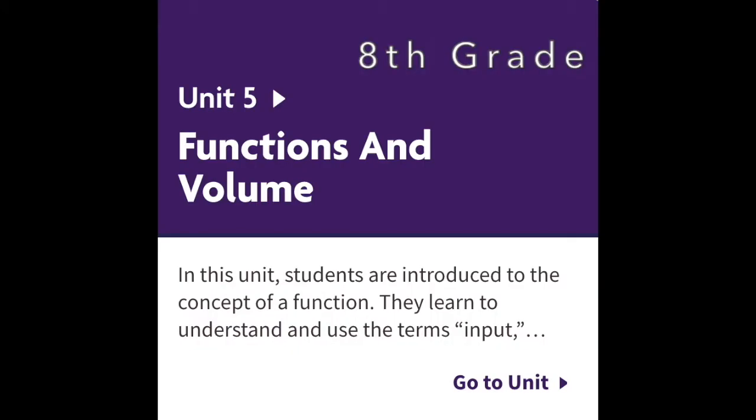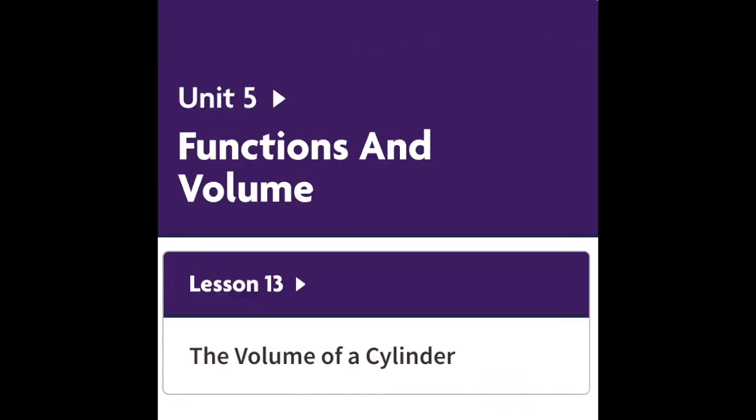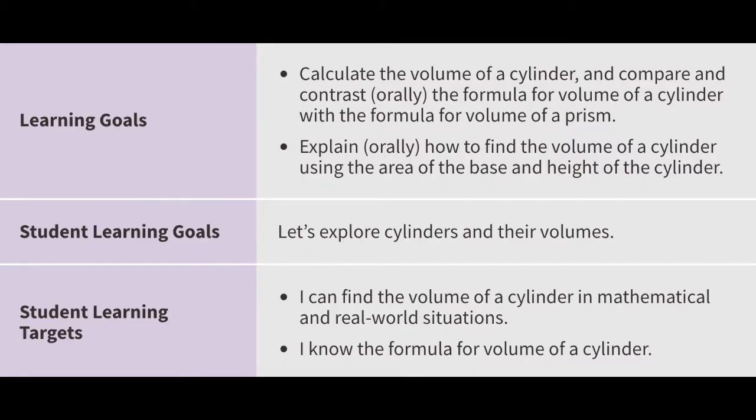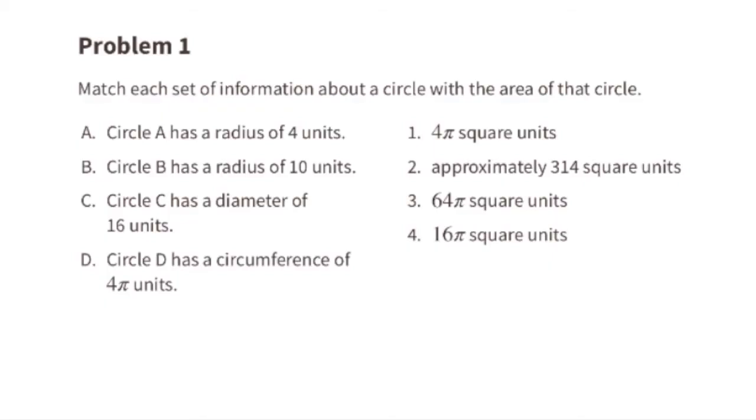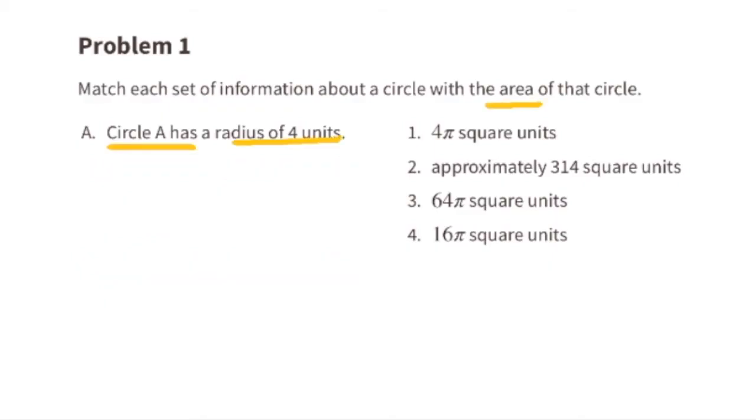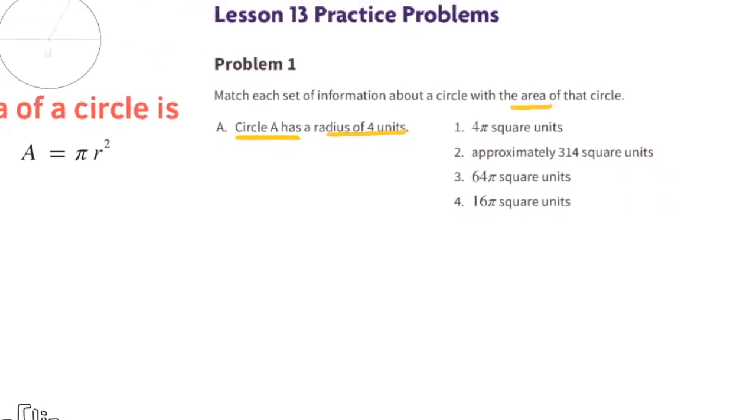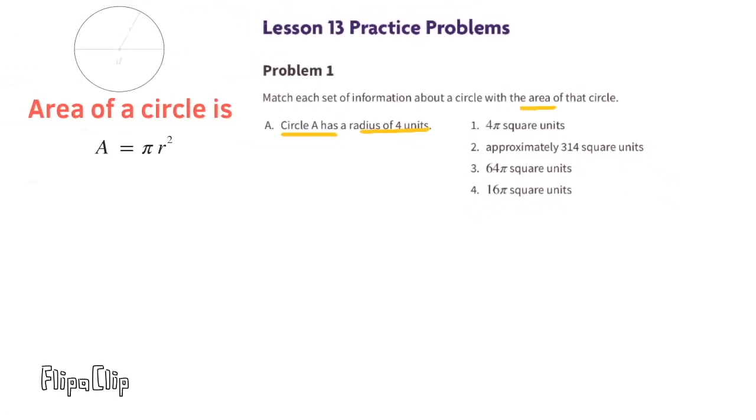8th grade, Unit 5, Lesson 13, the volume of a cylinder. Number 1. Match each set of information about a circle with the area of that circle. A. Circle A has a radius of 4 units. The area of a circle is pi times r squared, and in this case, r is 4, so 4 squared is 16. So the area of this circle is 16 times pi. This matches with number 4. 16 times pi square units.